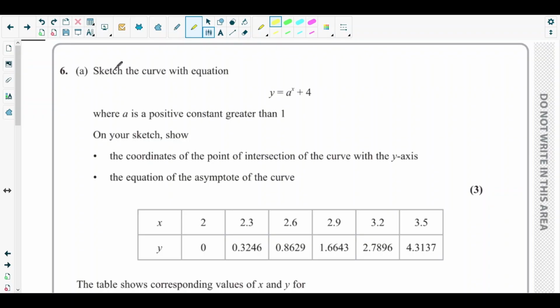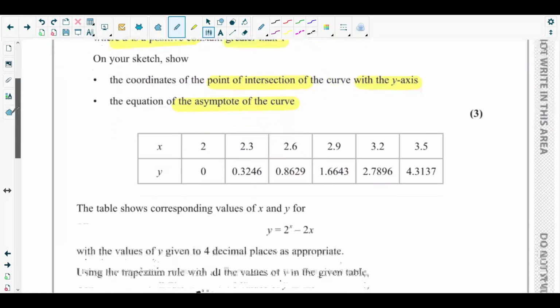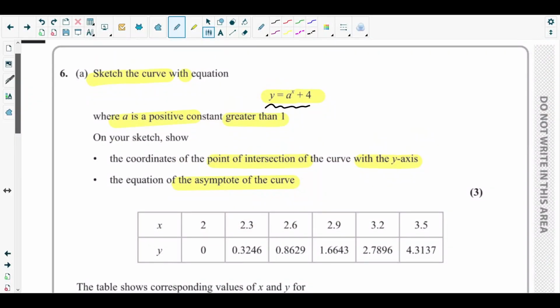Here the question is asking to sketch the curve with equation y equals a to the power x plus 4, where a is a positive constant greater than 1. On your sketch, show the coordinates of the point of intersection of the curve with the y-axis and the equation of the asymptote of the curve. So basically we need to sketch this exponential curve, a to the power x plus 4.